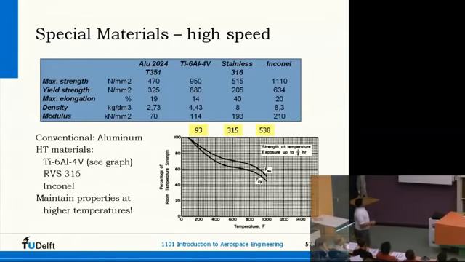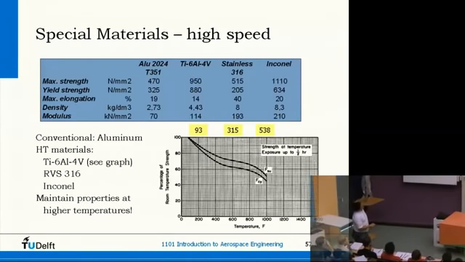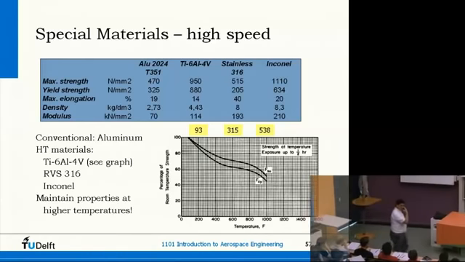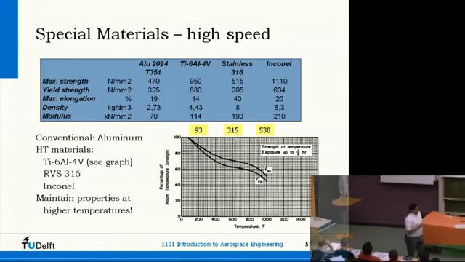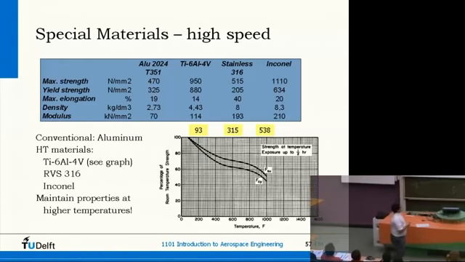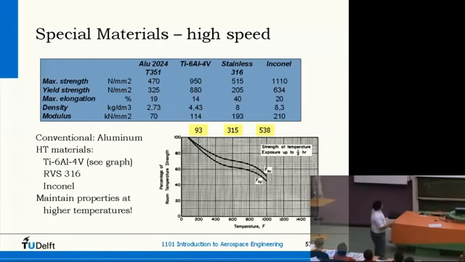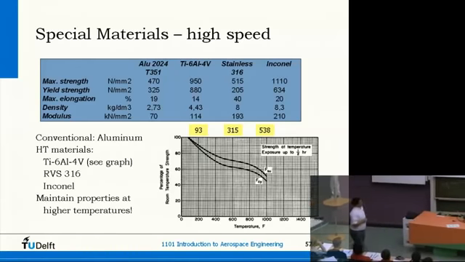Here you see, for instance, some of these materials. Aluminum, titanium, stainless, Inconel. In particular, titanium is for those applications a very good material. It has high strength, high temperature possibilities, and is still not too heavy. The density of titanium is 4.4, 4.5, whereas for stainless steel and Inconel it is 8 or beyond. So that's very heavy.